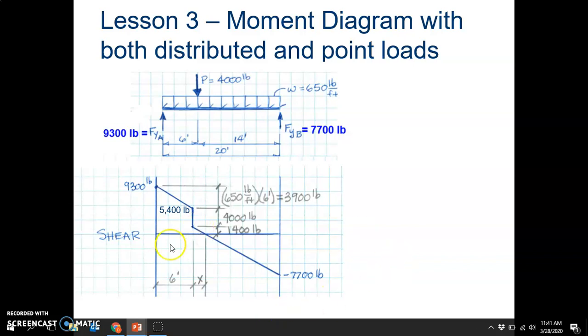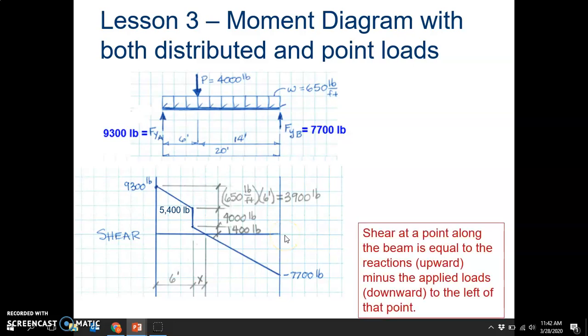Well, here's your shear. You're going up 9,300. You're going down 650 pounds per foot, and I'm doing that for 6 feet. So right here, I'm dropping down 3,900. Then at that point, I drop 4,000 real quick, bringing me to 1,400. And then I continue losing 650 pounds per foot for 14 more feet, which gives me negative 7,700. And at that point, F of B brings me back to 0.